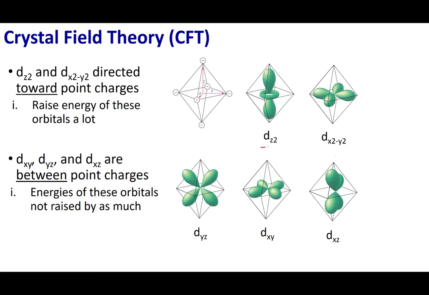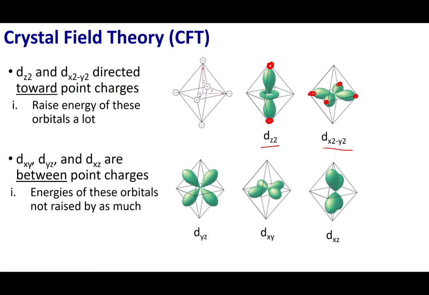So let's take a look at these two guys up here, the dz squared and the dx squared minus y squared. What you guys will see is there are ligands on the z axis. And again, that's exactly where my dz orbital is pointing. And so this destabilizes my dz squared. I have a negative interacting with a negative. For the dx squared minus y squared, if I look at the octahedral, four of my six ligands are pointed directly at that orbital. And so again, this is going to destabilize the x squared minus y squared.